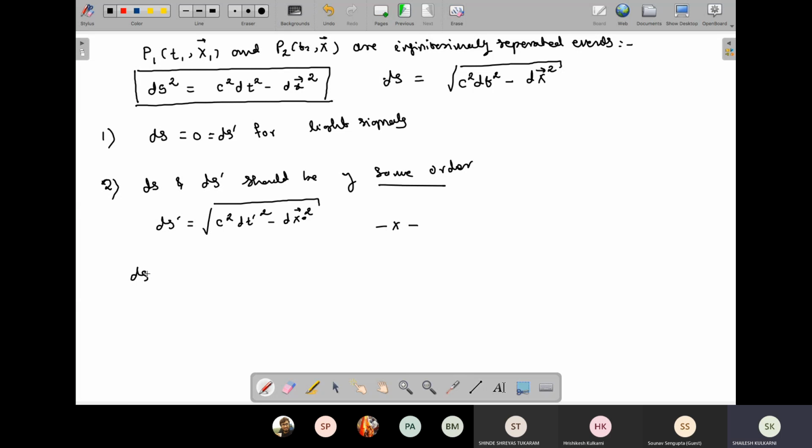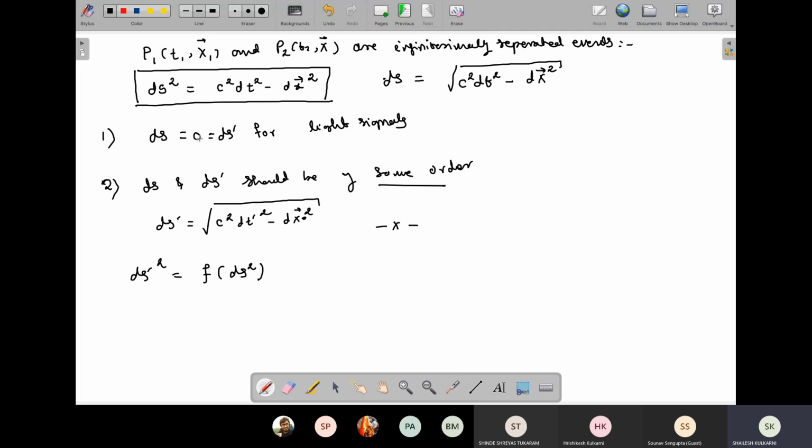Suppose ds prime square is equal to some function of ds square. Okay, and we need to determine what this function is. Now, this first condition tells us what?